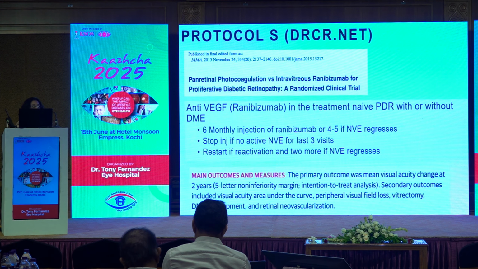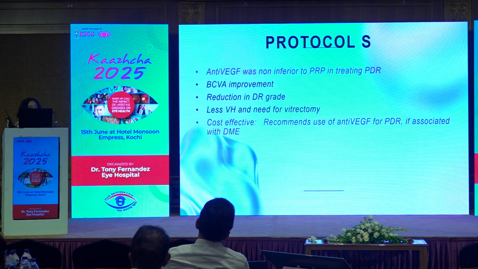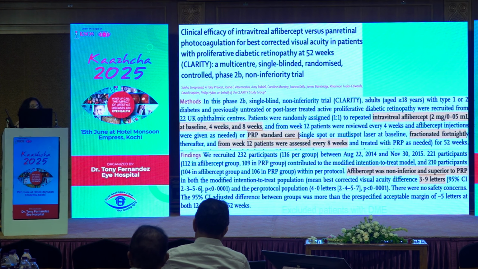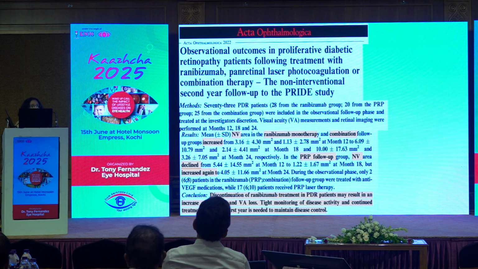So what did Protocol S look at? Whether PRP or anti-VEGF, that is ranibizumab, is worthwhile. The study has shown that anti-VEGF was non-inferior to PRP in treating PDR, and BCVA improvement was there, and there was reduction in the diabetic retinopathy grade also. Especially when there is an associated DME, it actually recommends it because it is cost effective. And Clarity again looked at the comparison between aflibercept and PRP, and it was shown that aflibercept is superior to PRP in improving BCVA, but non-inferior to PRP in regression of NV. Then why don't we use anti-VEGF in all these cases of PDR?